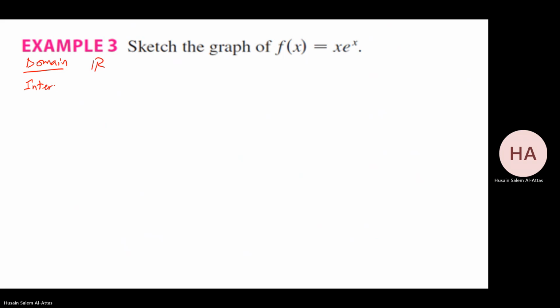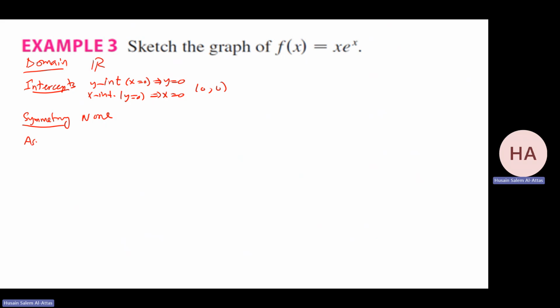Intercepts. Y-intercept: I will let x equal 0, so I'm getting y equals 0. X-intercept: I'm getting y equals 0, and I'm getting also x equals 0. So I have 0, 0 as the only x and y-intercept. Symmetry: none. Asymptotes.